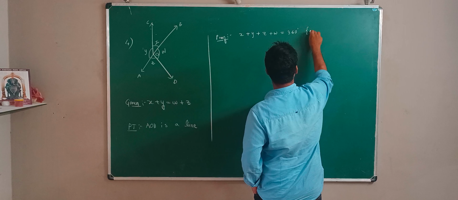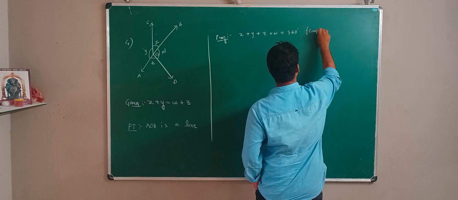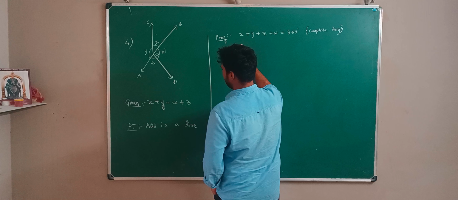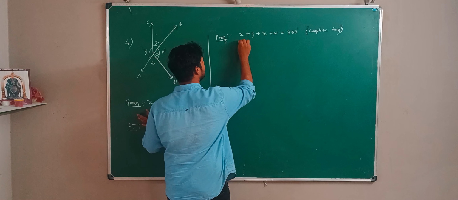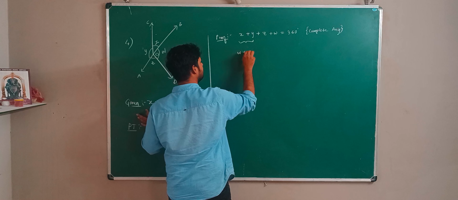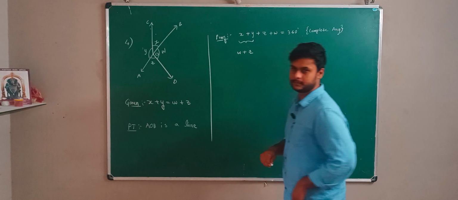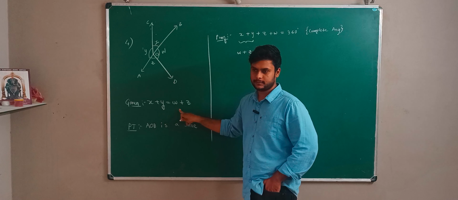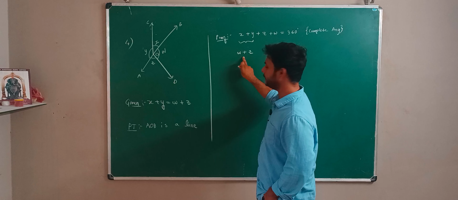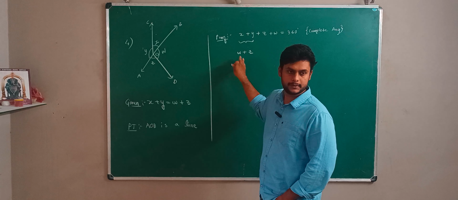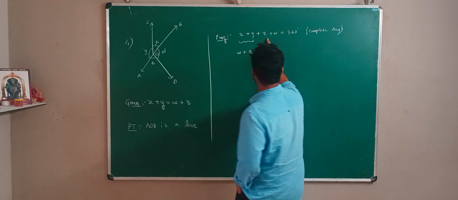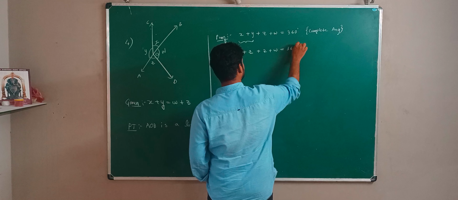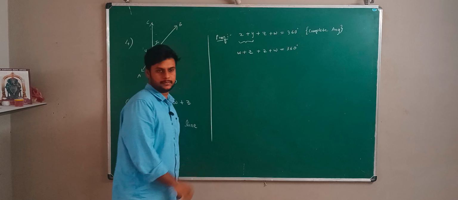Why? It became a complete angle. Now, what is given for me? X plus y is equal to how much? W plus z. Yes or no? It is given, or no? So what I did, x plus y, I shifted it and made it w plus z. Understood? Now what is remaining? Plus z plus w is equal to 360 degrees. Understood what I did?